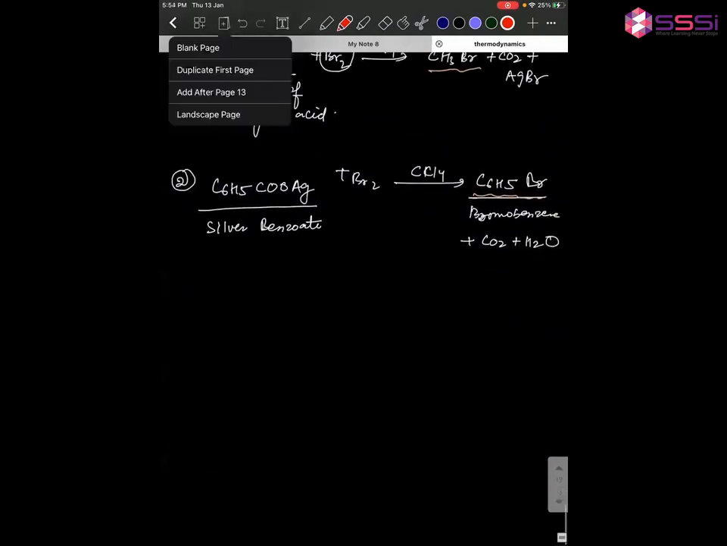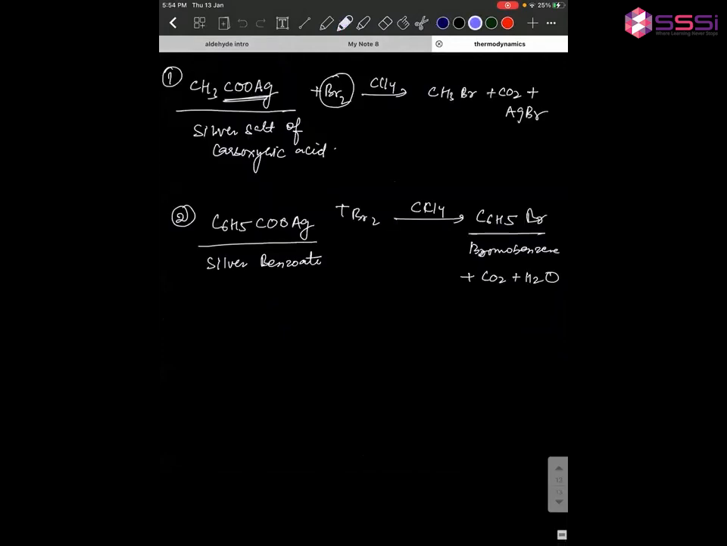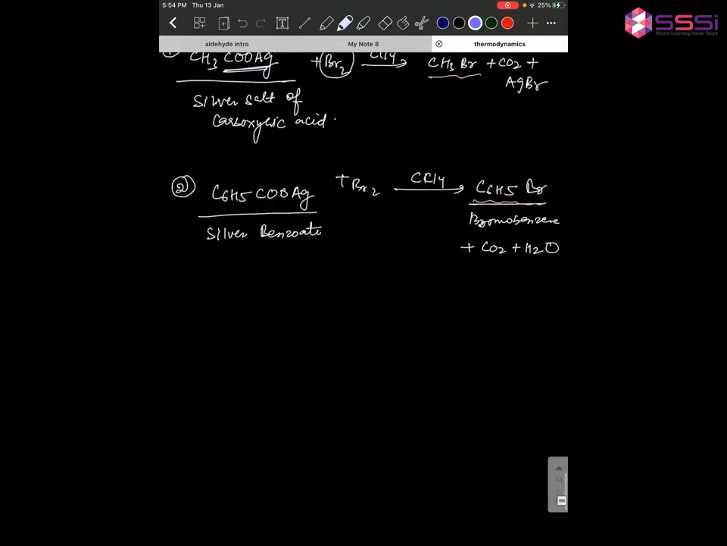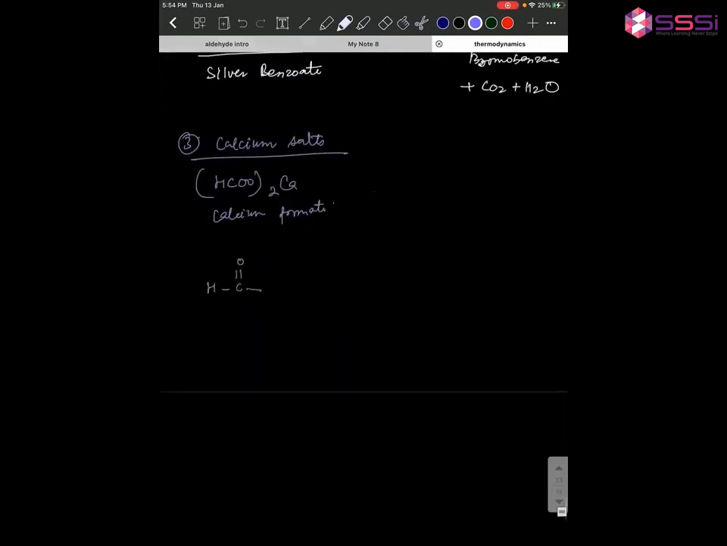Now the third type is with calcium salts. So this is very simple. I'm taking calcium formate. How can it be written down? It can be written as this. This part is written like this, and with this calcium is there. This calcium formate on distillation will give us HCHO, formaldehyde, and calcium carbonate.